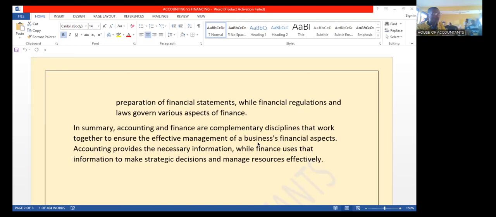So once accounts are done with their own information, they give management how far we have been doing in the last 1 year. Management says, okay, we are doing okay. So how can we do better in the next 2 years? They will pass it to finance. Finance also will model what is likely to be in the next 2 years. So once they model it, they will pass it to the management.